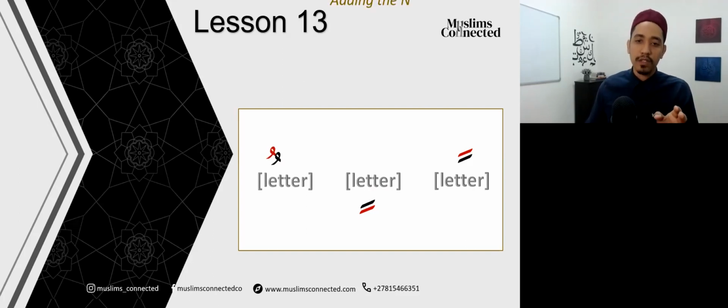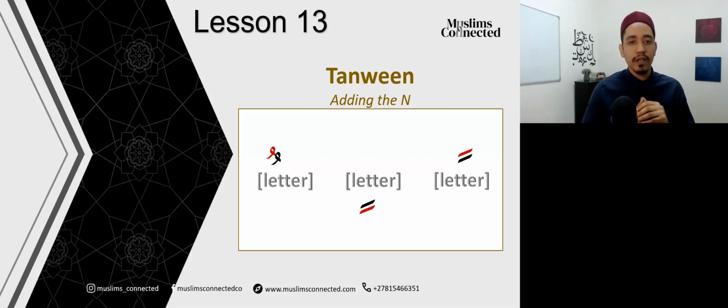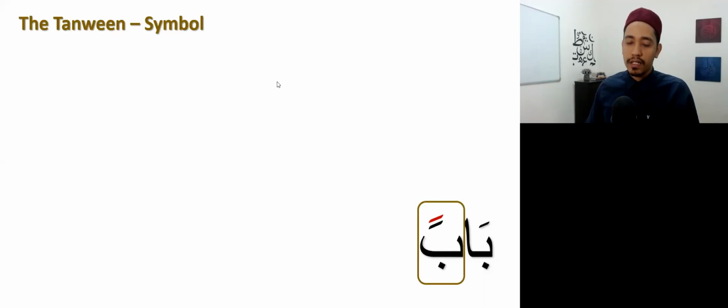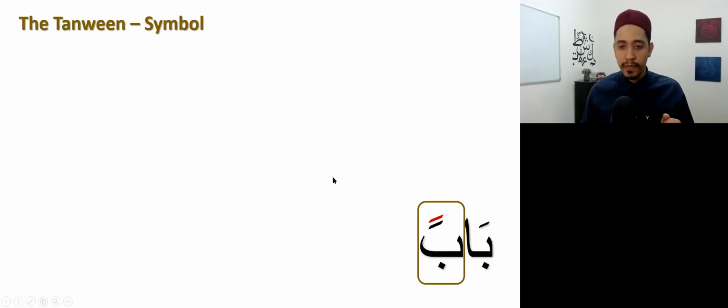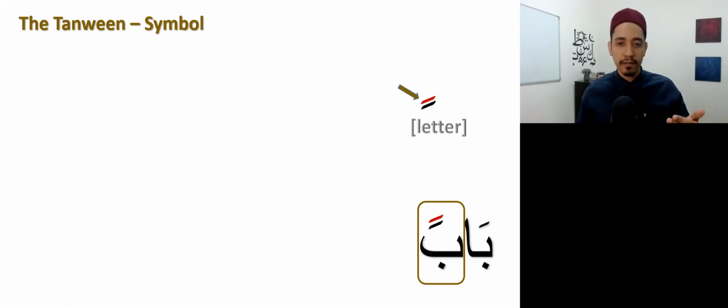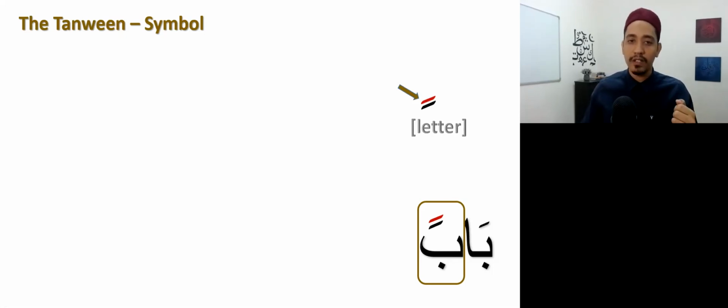Now, this concept is called the tanween, which basically means adding the N sound. And this is what we'll be doing today. So if we look at this word over here, baban, like we always do, we start off with the symbol itself. We see here on the last letter, notice that it's at the end of the word, it has a fatha, and you'll notice that the fatha is doubled, and there is another fatha on top of that fatha.